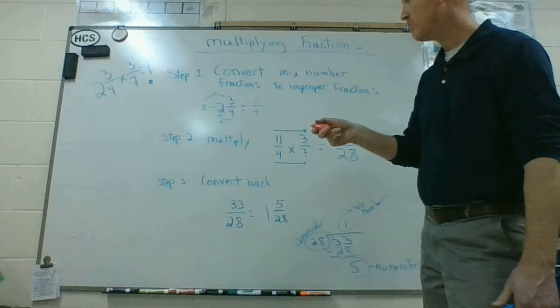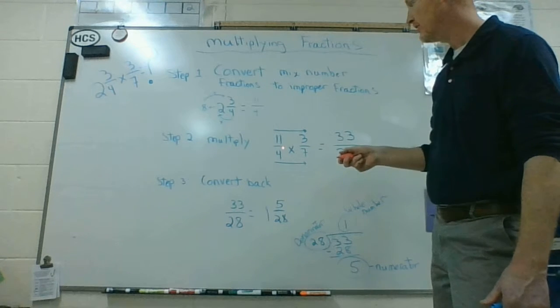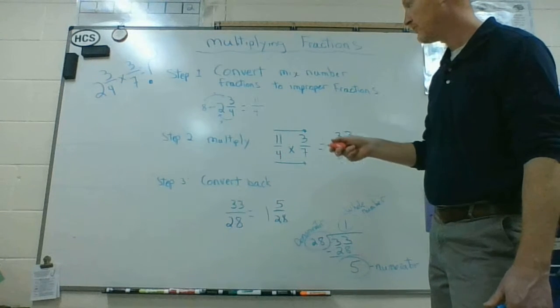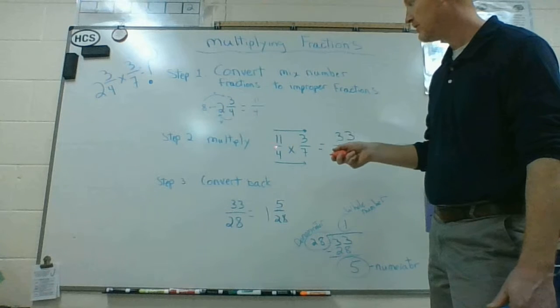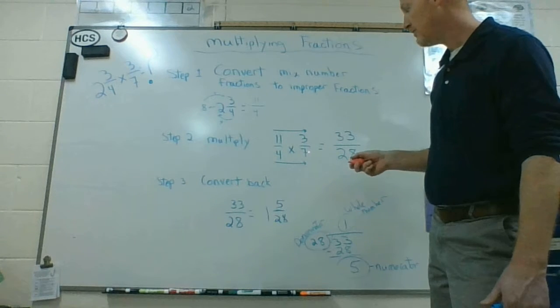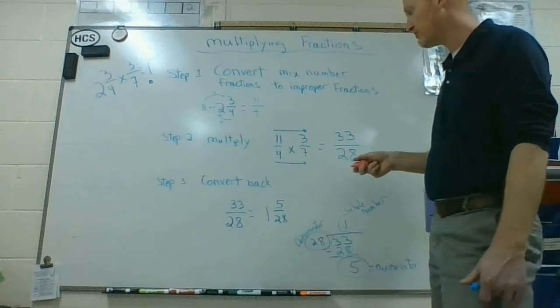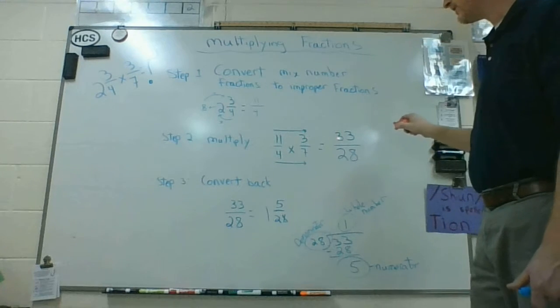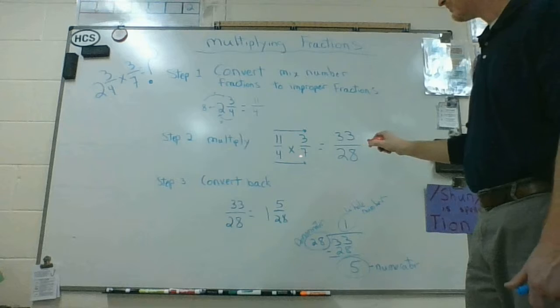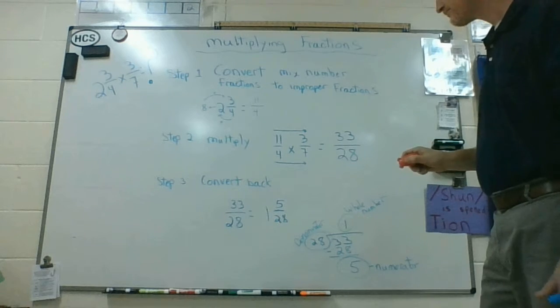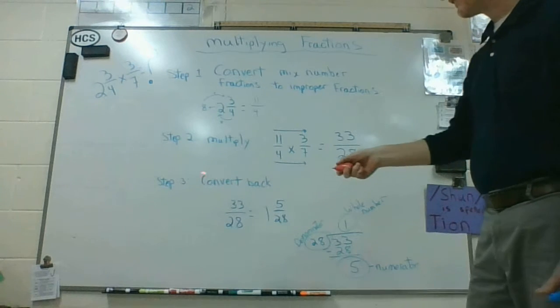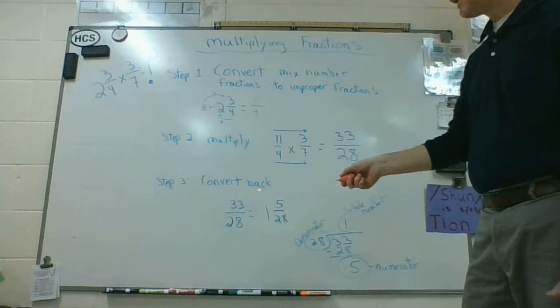So now we can rewrite our problem over here as 11/4. That's 2 3/4 converted, times 3/7. And then it's just a straight across multiplication problem. 11 times 3 is 33. 4 times 7 is 28. Now we need to convert it back. That is our last step, step 3, convert back.